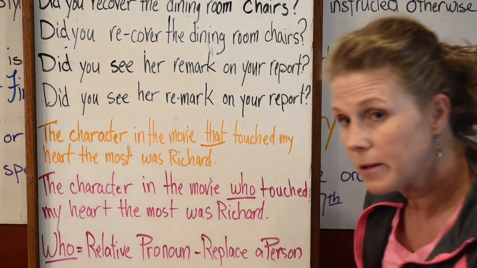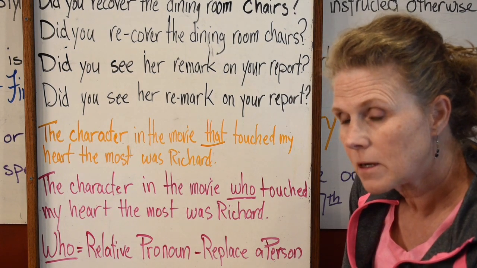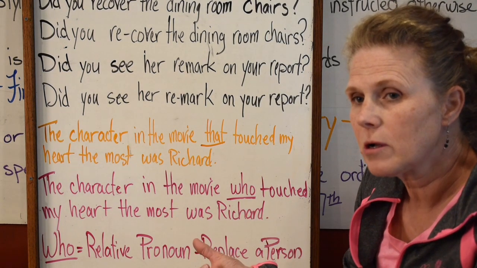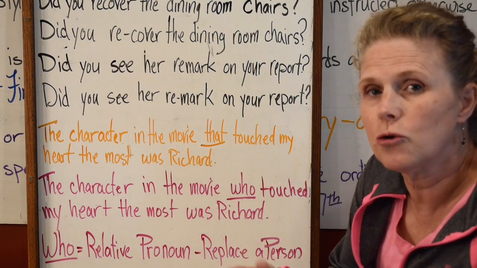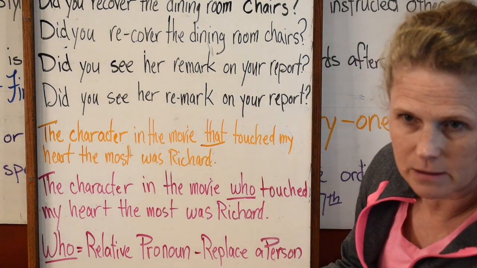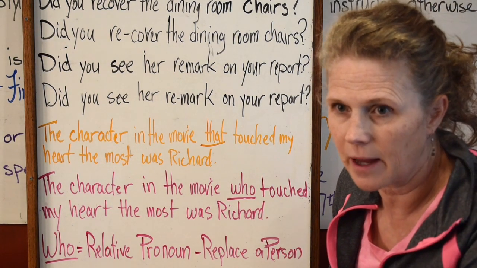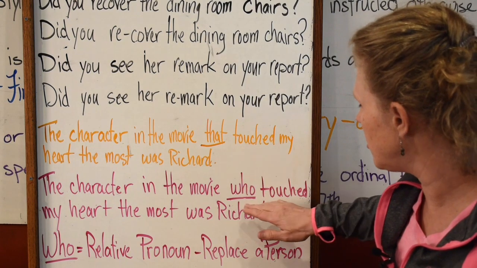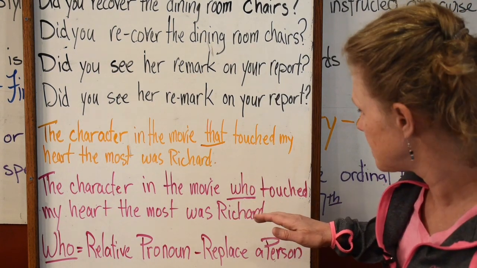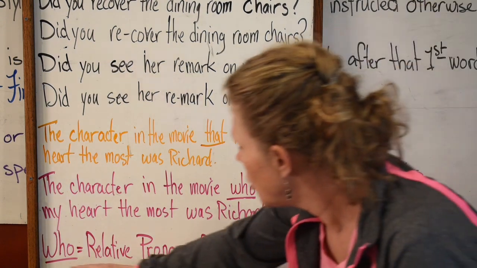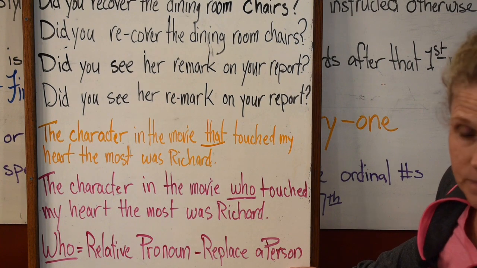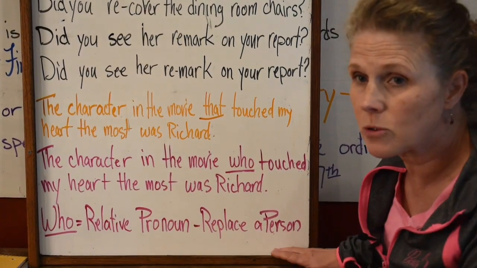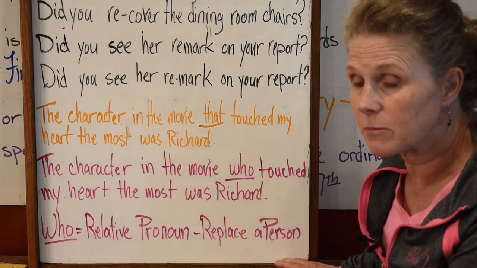Wait, what if the character was like an animal? Yeah, and you would have to make sure, then that would be correct. And sometimes you can use who if the animal is speaking in like fables and things like that. But most of the time we use who as a person, to replace a person. Who is a relative pronoun, it replaces a person. Not things, not animals, unless it's in a fable for an animal.